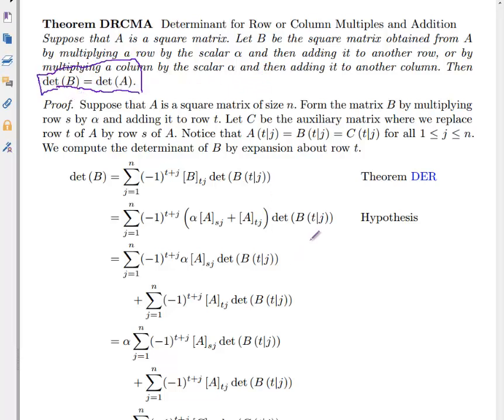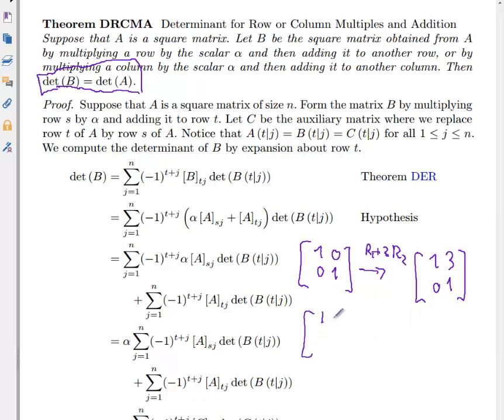All right, let's do a simple example. Suppose I have this matrix. I'll just take the identity matrix here. And if I take R1 plus 3 times R2, then that's going to give me 1, 3, 0, 1. The determinant of this identity matrix is 1. Determinant of this matrix is also 1. Quite incredible. Let's do another example. Let's do 1, 2, 3, 4.